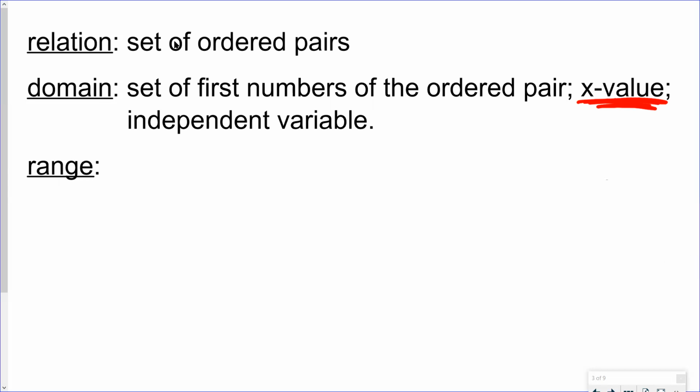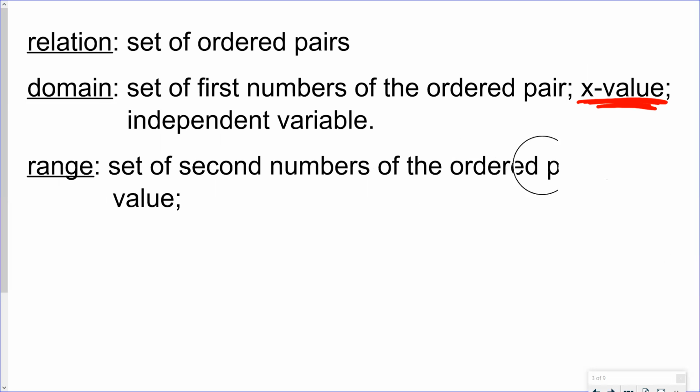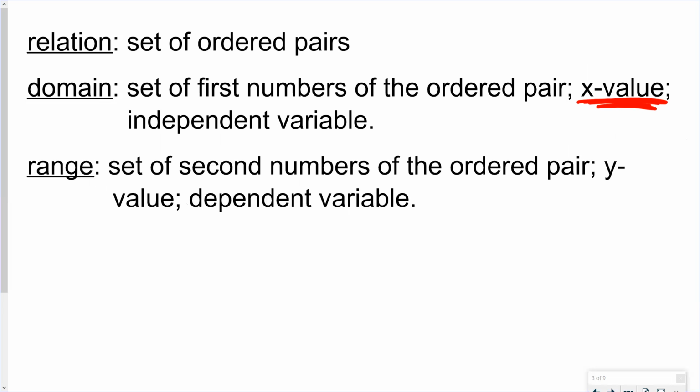Your range, so I bet you can guess, is the set of second numbers of the ordered pairs, or it is your y value and your dependent variable. And again, we want to focus on y value. Right? So these are the three words we want to really focus on. I'm going to use them a lot. I'm going to use relation, I'm going to use domain, and I'm going to use range. So make sure we get those written down. You may have needed to pause the video so you can get the definitions written down.